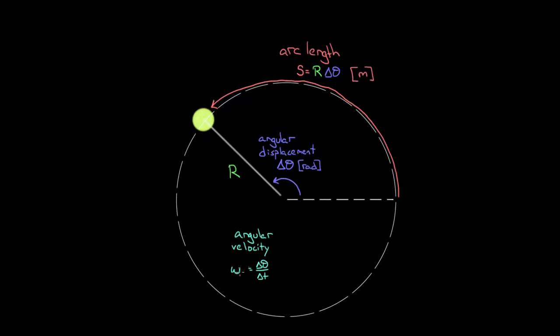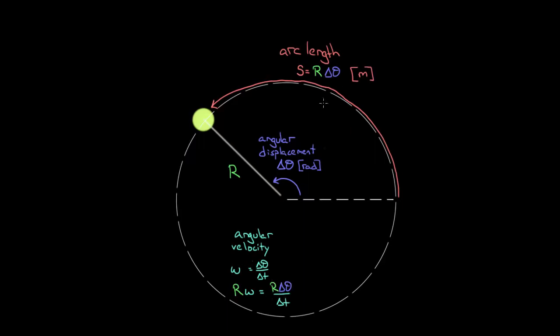If I multiply both sides of this equation down here by r, I'll get r times omega is going to equal r times delta theta. And then I still have to divide by delta t. So I just multiplied both sides of this equation by r. But look at what I get.